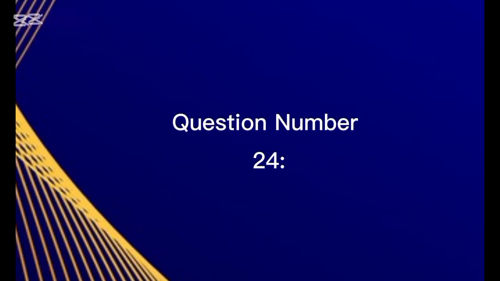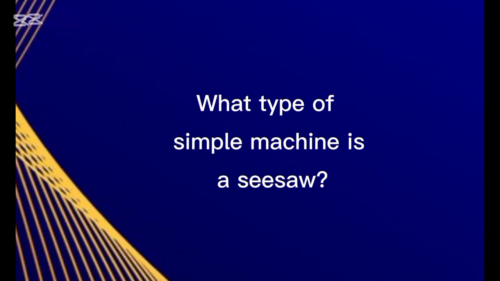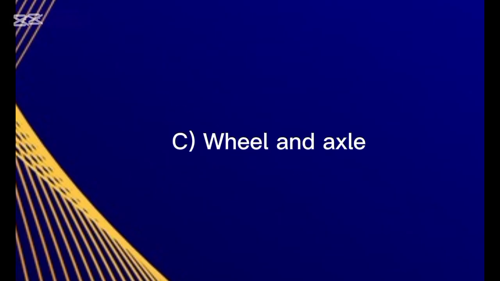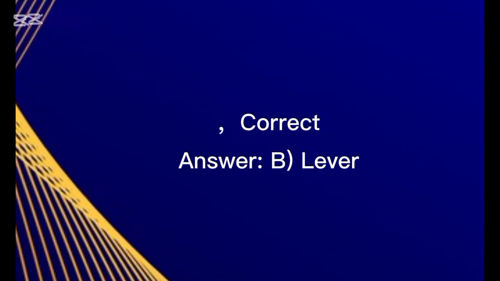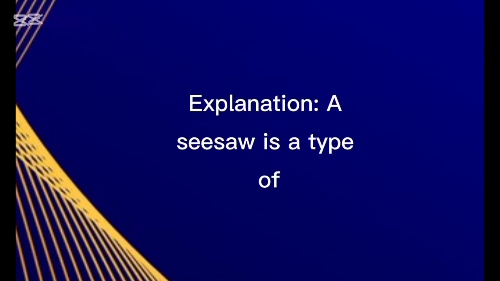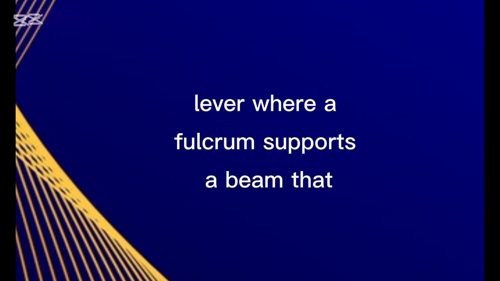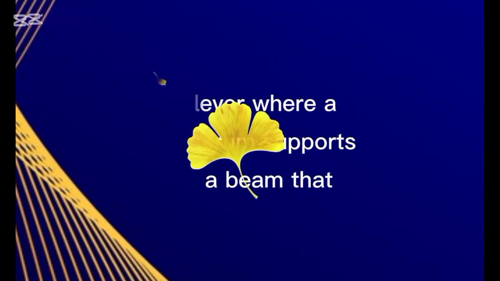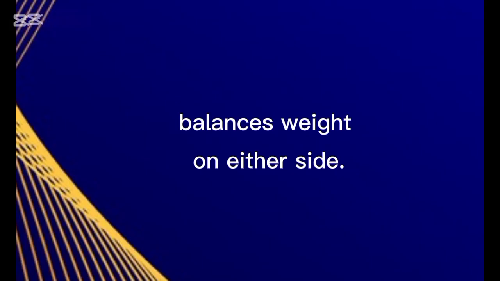Question number 24. What type of simple machine is a seesaw? A. Pulley. B. Lever. C. Wheel and axle. D. Wedge. Correct answer, B. Lever. Explanation: A seesaw is a type of lever where a fulcrum supports a beam that balances weight on either side.